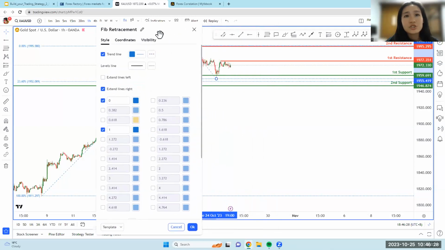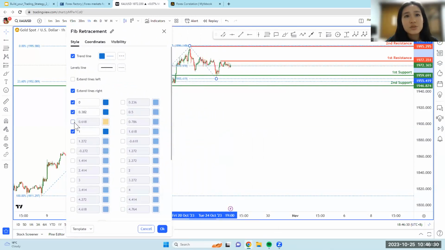Okay, I'm looking for a retracement. So for retracement, we use these 5 levels. And I can see my 50% lines up with my first resistance.